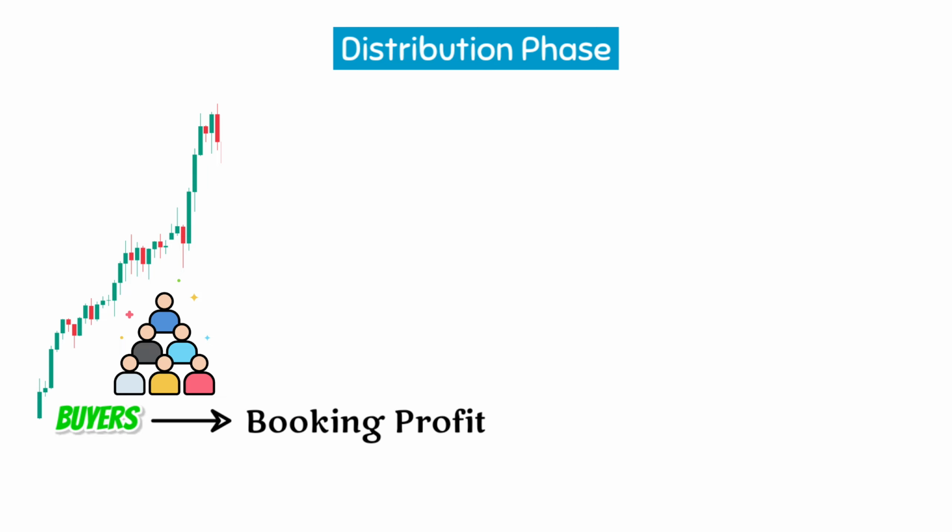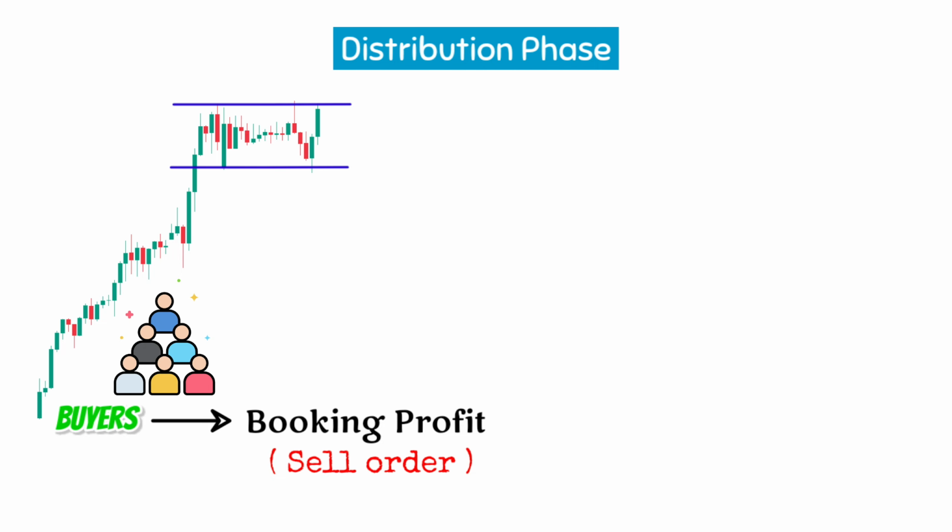Gradually, these buyers begin booking profits. And remember, when buyers book profits, they close their buy positions, which creates sell orders. As buyers start exiting and new buyers are not entering aggressively, price once again begins moving sideways and forms a range. Now the same rule applies here.